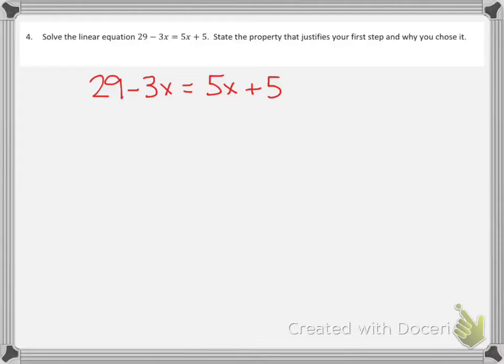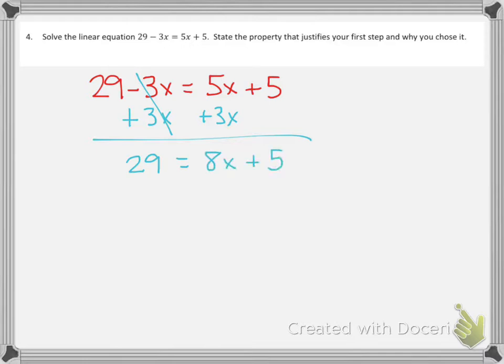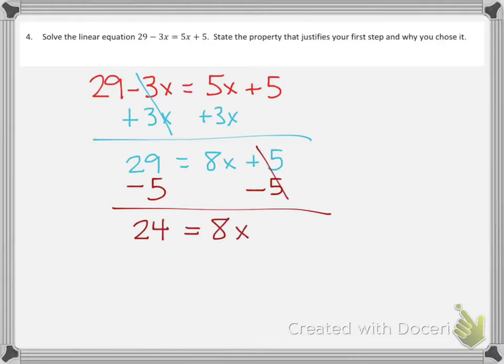So in order to do that, I'm going to add 3x to both sides. Okay, that eliminates the negative 3x. I get 29 is equal to 8x plus 5. And now I can use my properties to isolate the x. So undo addition with subtraction, balance the equation. 24 equals 8x. These are canceled.